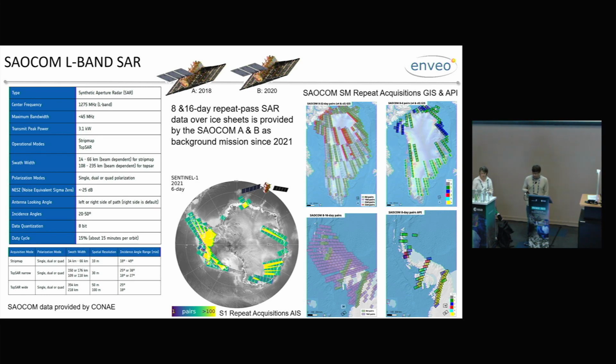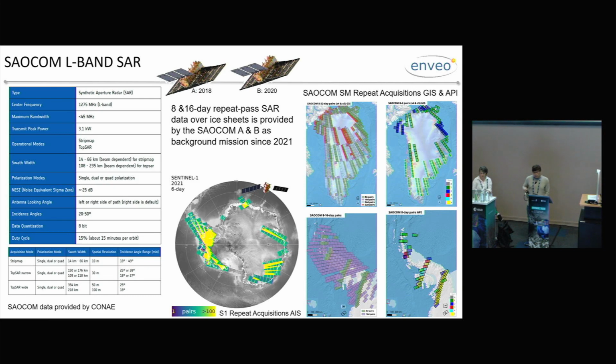And you see here on the side the acquisition coverage for Greenland and the Antarctic Peninsula. Other parts of the Antarctic are not covered, with 8 days using SAOCOM A and B, which were launched in 2018 and 2020, and also 16 days with one satellite data only.